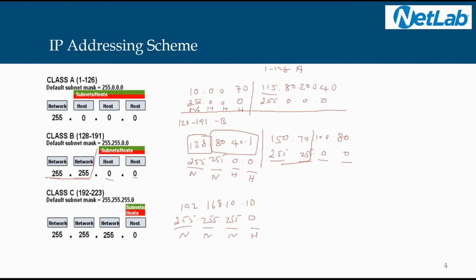In class A, a very small number of networks can be created and a large number of hosts. The opposite is in class C. A large number of networks can be created, but only a small number of hosts. Every octet is 8 bits. 8 bits, 8 bits, 8 bits, 8 bits, 4 eights are 32 bits, which is the IP version 4 address.